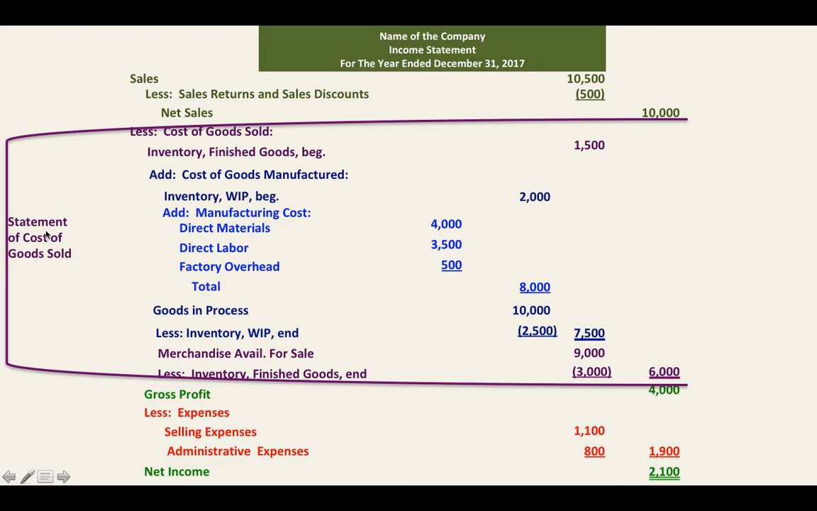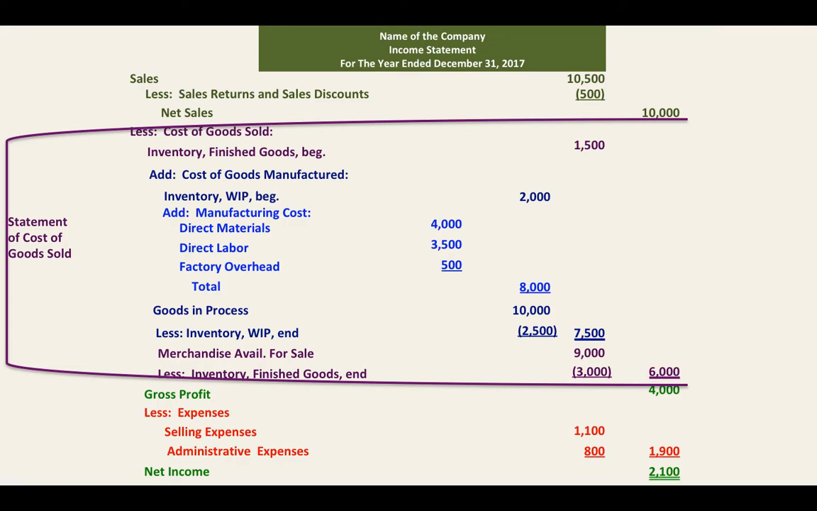So when we prepare a statement of cost of goods sold, the normal things that we present are the finished goods inventory beginning and the cost of goods manufactured, which will give you your merchandise available for sale, less inventory of finished goods end, then that will be your cost of goods sold. So these are the accounts that we are going to present on the statement of cost of goods sold.